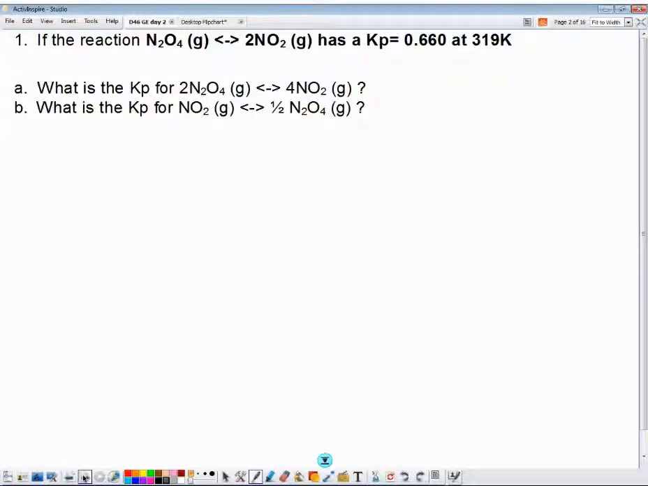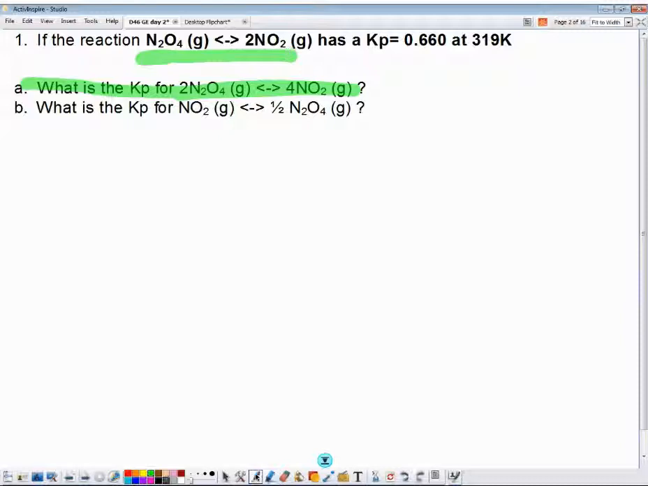Okay, here we go. It says if the reaction N2O4 yields 2NO2 has a Kp of 0.660 at 319 K, what is the Kp for a different reaction? So here's the question that I would like to ask. How is this equation right here different, Brianna, from the original question, which is right here? Okay, it has simply been doubled.